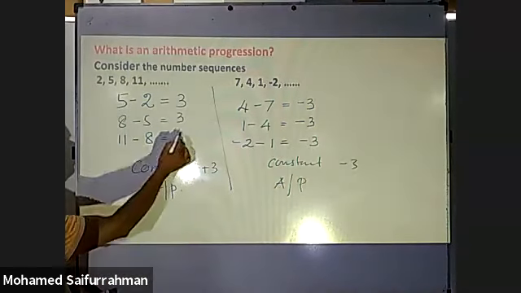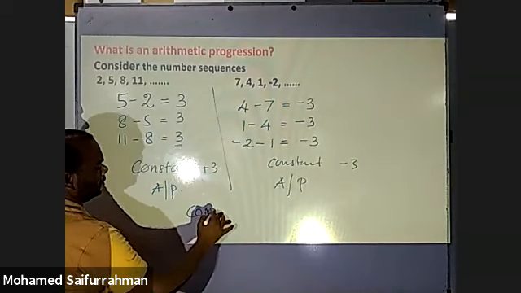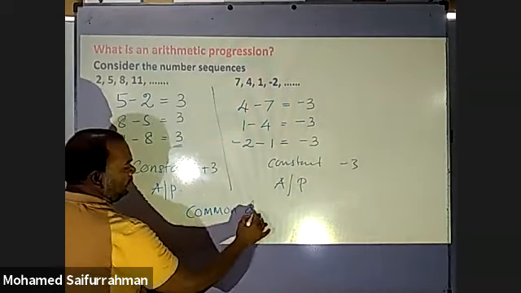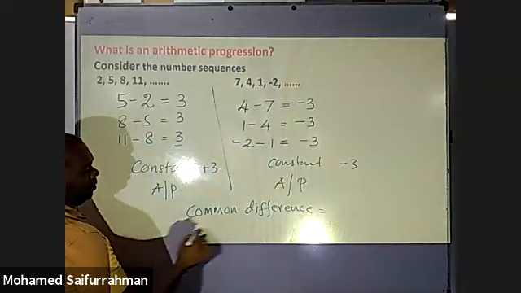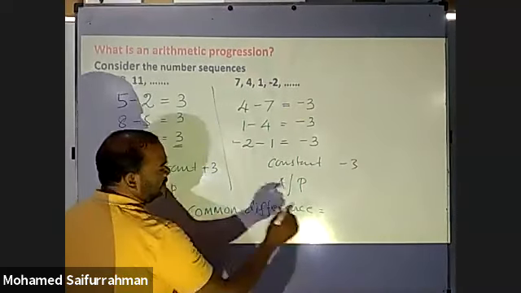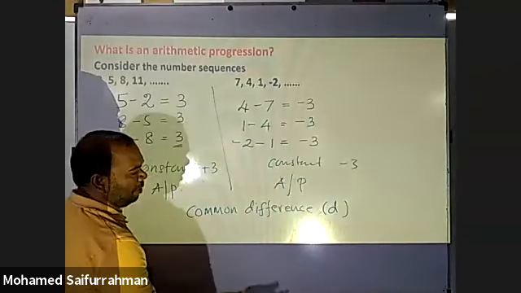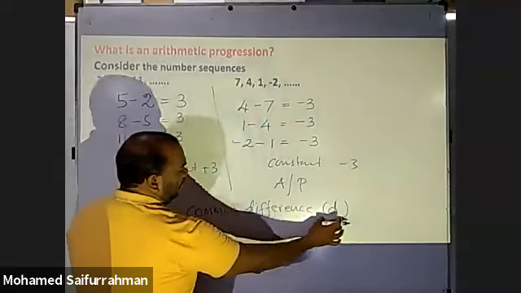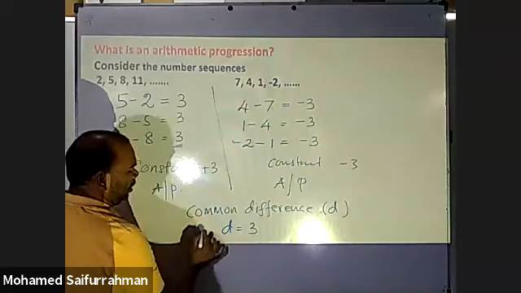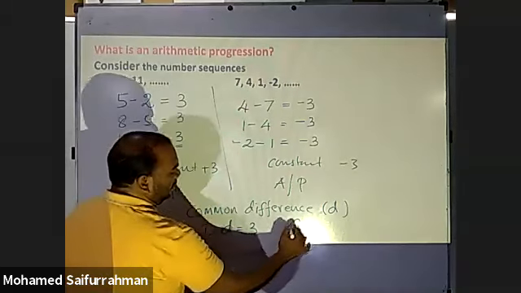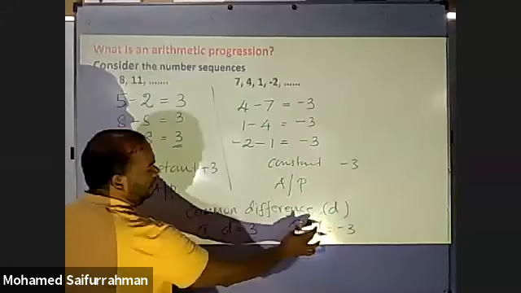And this constant value is called the common difference. So in the first sequence, the common difference is 3. The symbolic form of the common difference is D. In an arithmetic progression, the common difference is denoted by D. So D equals 3 in the first number sequence. In the second one, D equals minus 3.